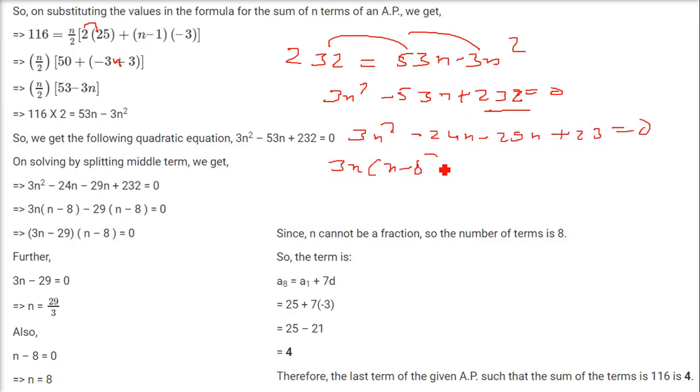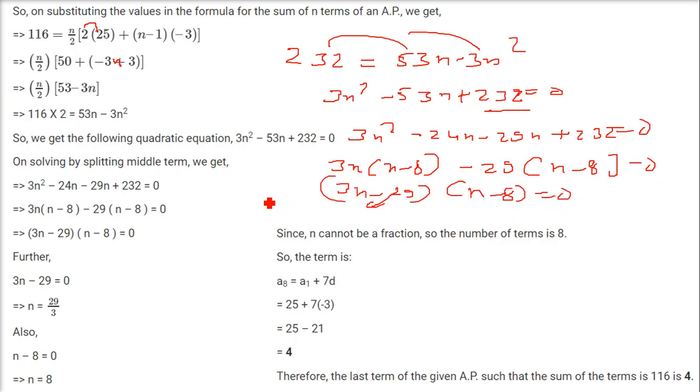You can take 3n common, n minus 8. You can take 29 common, n minus 8 equal to 0. So you get 3n minus 29 and n minus 8 equal to 0. This gives you n equal to 29 by 3, and this gives you n equal to 8. n cannot be 29 by 3 because n has to be an integer, so we just disregard this. n equal to 8 is the solution, the number of terms.